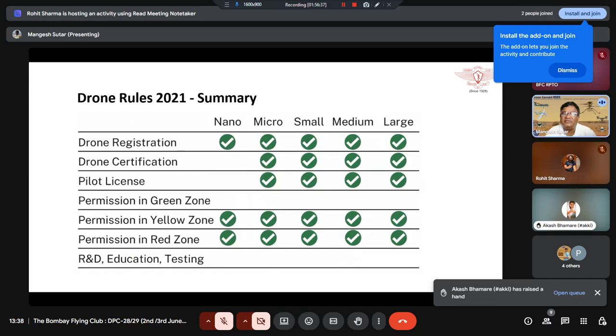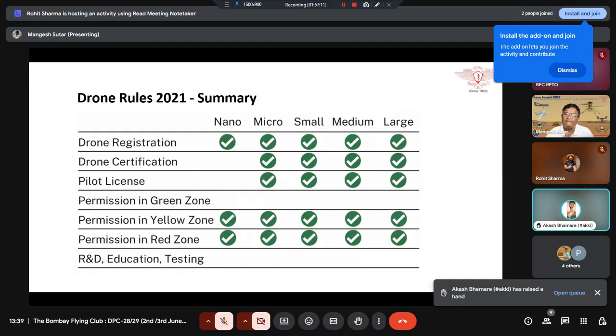Sir, can a small license registered drone pilot fly micro without a certificate? No. You are only authorized for small. You cannot fly micro. For micro, you need to get a license. That's why there is a license category for micro also. Do we have to do training again? The training is the same. Only you have to fly that micro class drone for 2 days under a training organization.